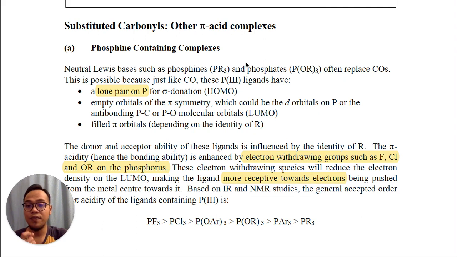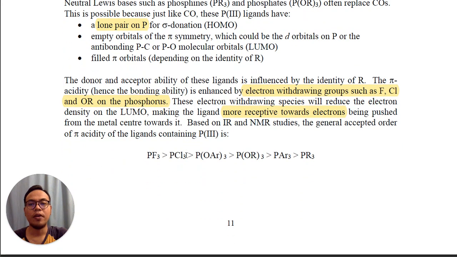And the third one, we have filled pi orbitals. It depends on the type of R that we have. R here means what kind of alkyl or aryl group is attached to your phosphine. It will determine what kind of filled pi orbital you're going to have in your ligand, and consequently in your complex. Now, the donor-acceptor ability of these ligands, as I said, is influenced by the identity of your R.